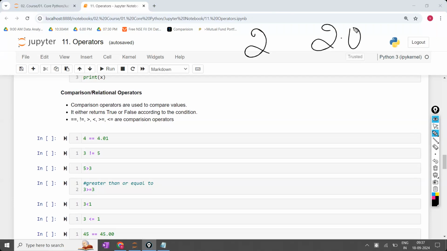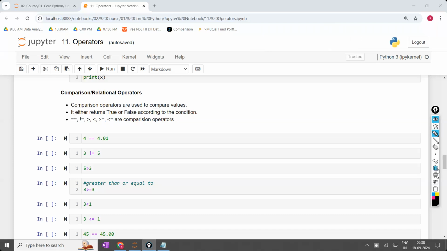2 and 2.0 are the same value-wise, but different data type-wise. Now I am comparing the value, not the data type. So comparison operators are used to compare values. They either give true or false. The output will be either true or false.